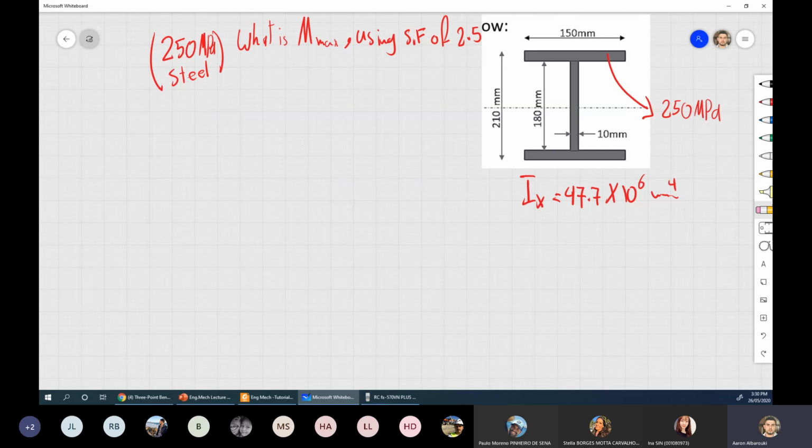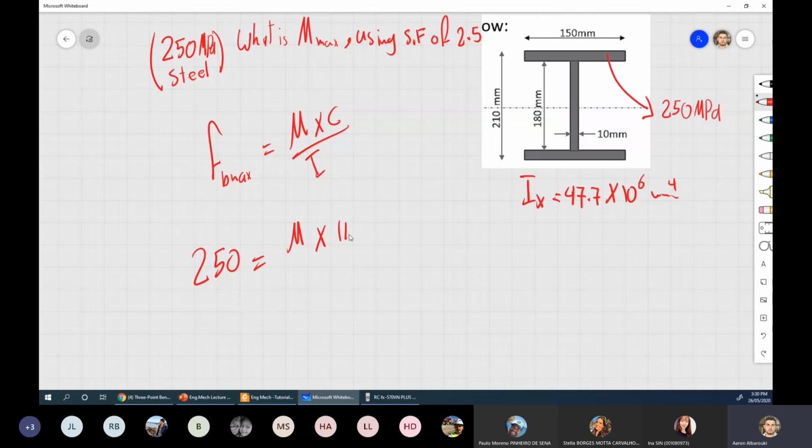Just to make it simpler. We said the formula we have is F_b max equals M times C over I, correct? F, the strength of steel, we have 250 MPa, equals M, which we need to find, times C, which is 105, divided by I, which is 47.7 times 10 to the power of 6.